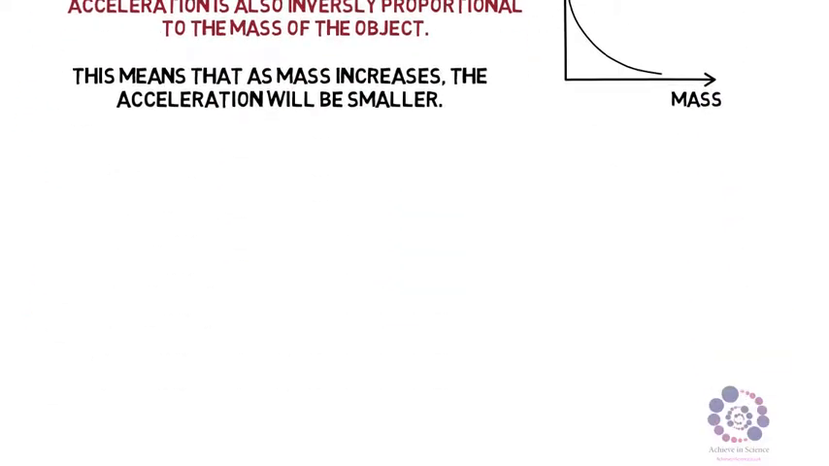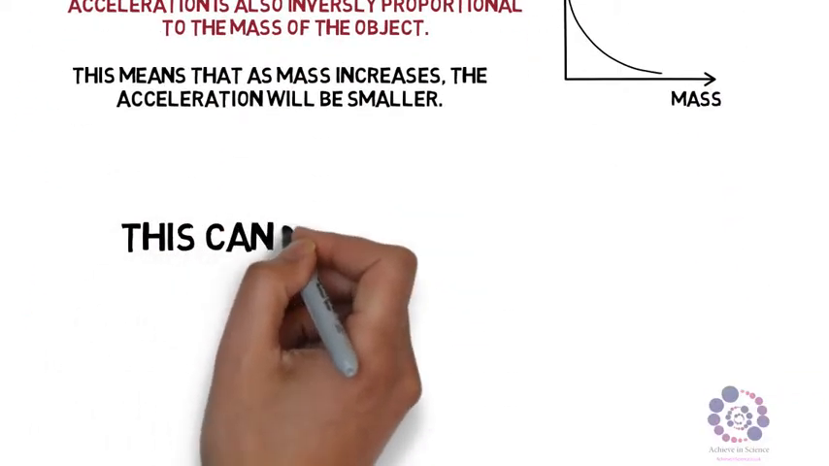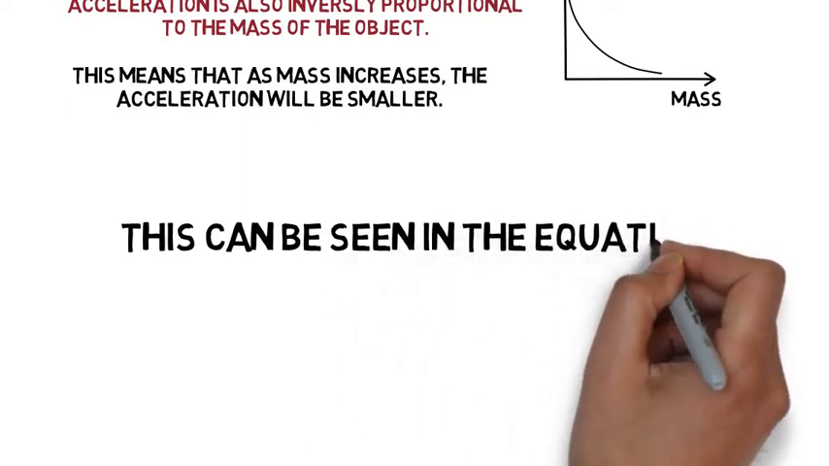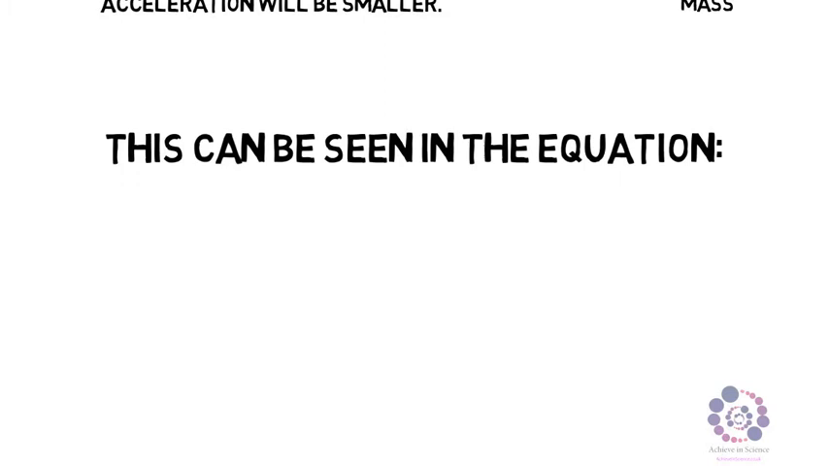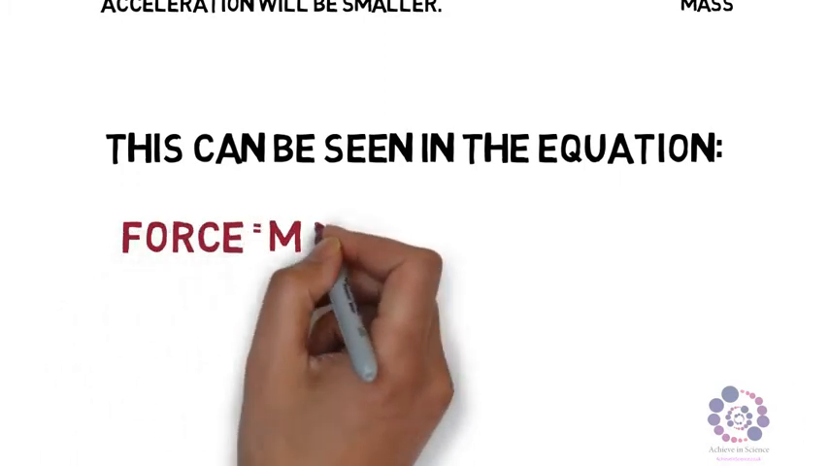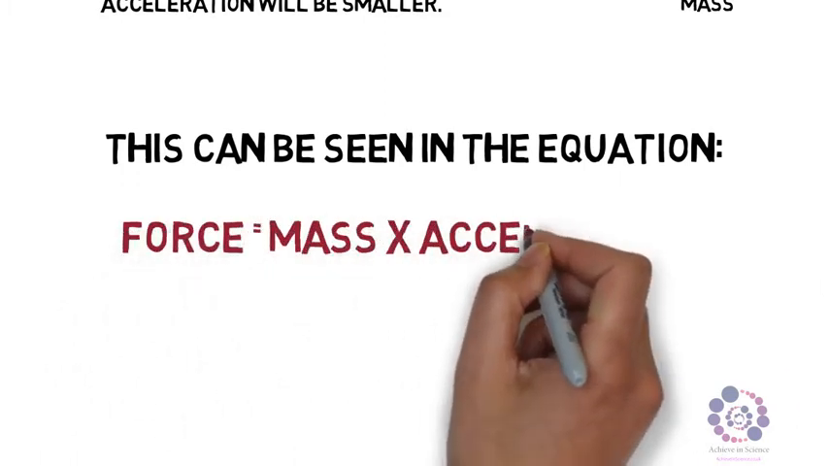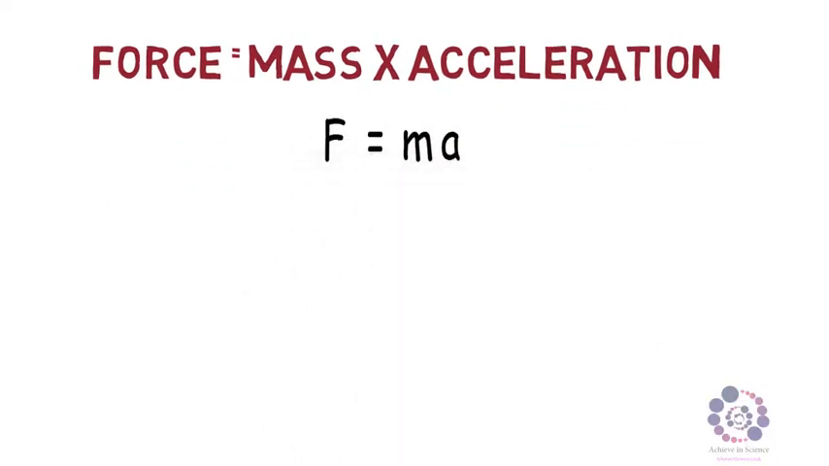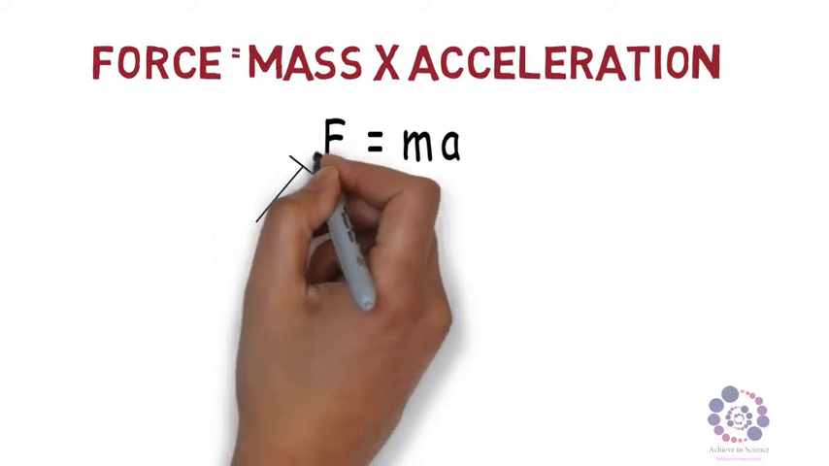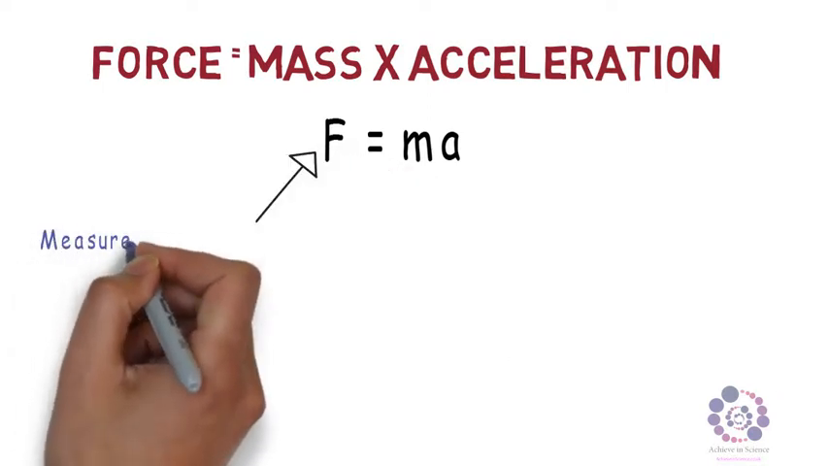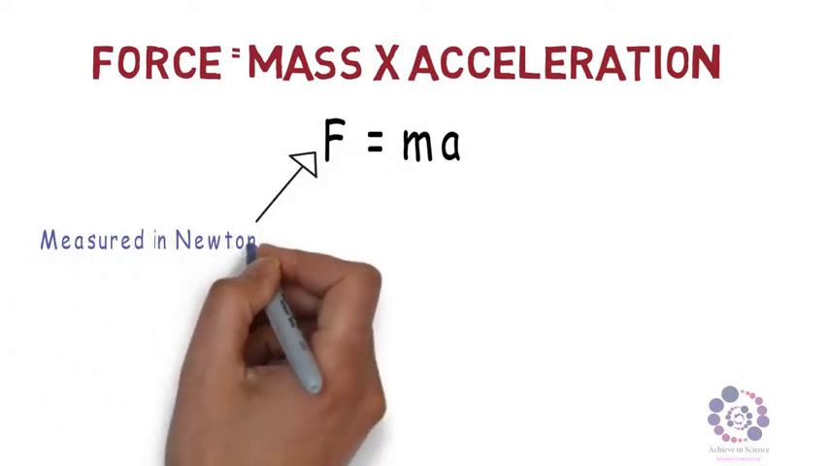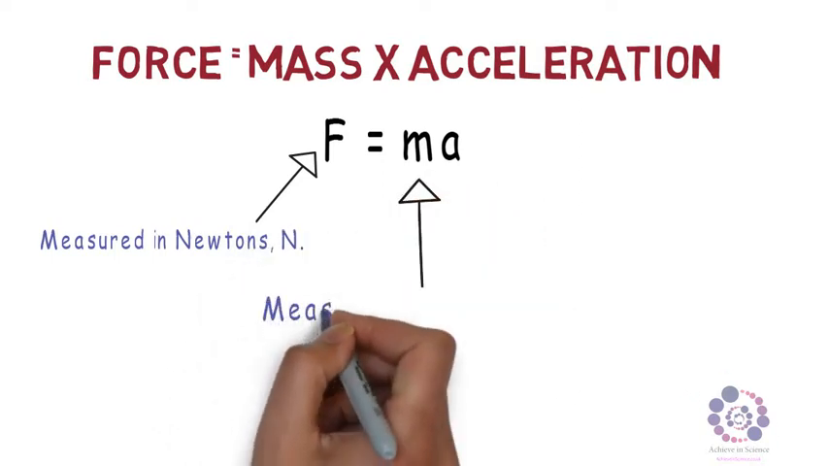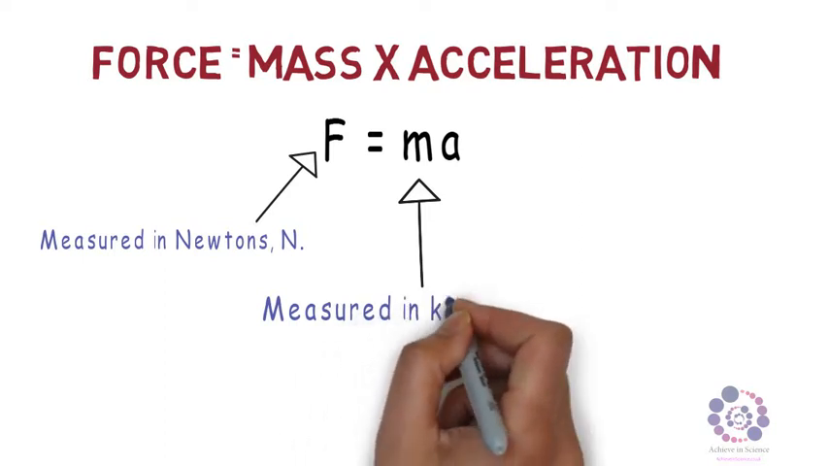Using these two relationships, we can therefore come up with an equation. The equation that links these two is that force equals mass times by acceleration. Like all equations, this can also be simplified into letter form, where F equals ma. F stands for force measured in newtons, m stands for mass measured in kilograms, a stands for acceleration measured in meters per second squared.